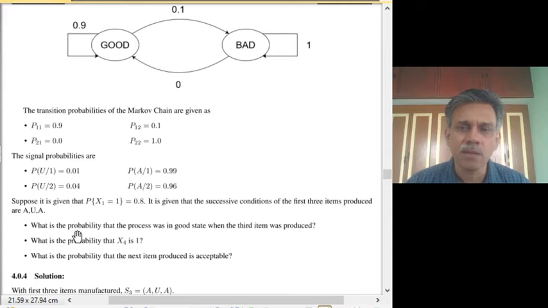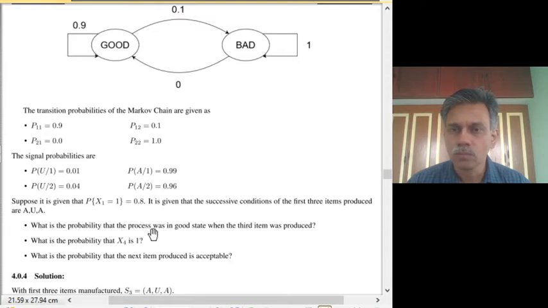You might be interested in predicting what would be the state of the machine when the third item was produced. You cannot tell. It could very probably be in the good state because we got an acceptable item. It is also possible that the machine may be in a bad state and produced the acceptable item. So we just don't know. Starting with a good or bad state at time 1, there are many ways in which it could have evolved. It could have continued to remain in the good state, or gone to a bad state in time 2 and come back to the good state, and so on.